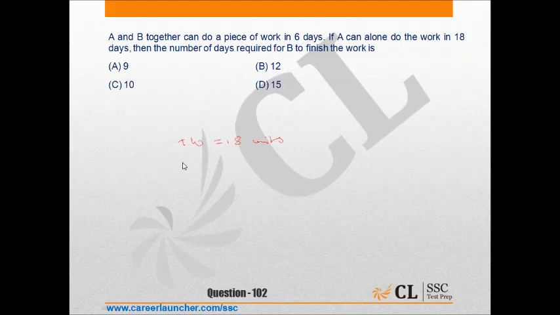Now, if A alone can do it in 18 days, that means A is doing 1 unit per day, right? And A and B together are doing the work in 6 days, that means 3 units per day. So if A alone does 1 unit per day, A and B together do 3 units per day, that means B alone does 2 units per day, right? So if B does 2 units per day, B takes 9 days to complete the task alone.